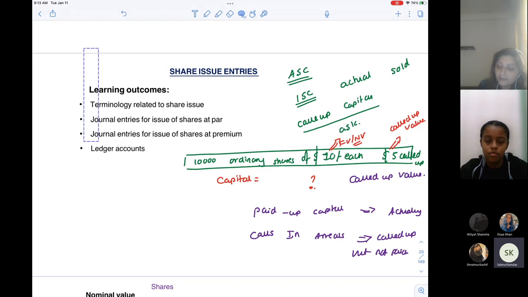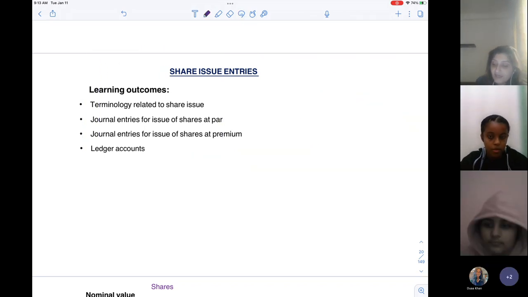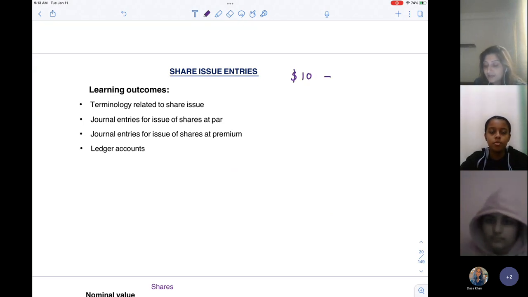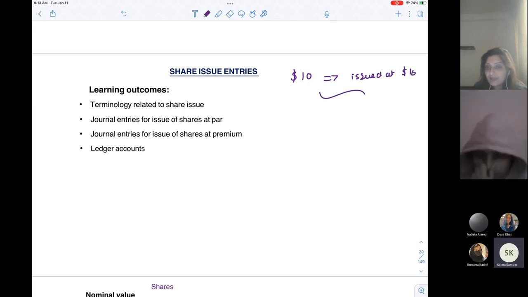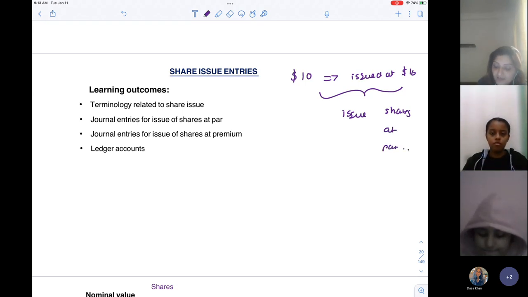Okay, now we are talking about issue of shares. Suppose a share has face value $10, and it is issued at $10. This means we are issuing shares at par. Issue of shares at par. Can someone give me an example of issue of shares at premium?